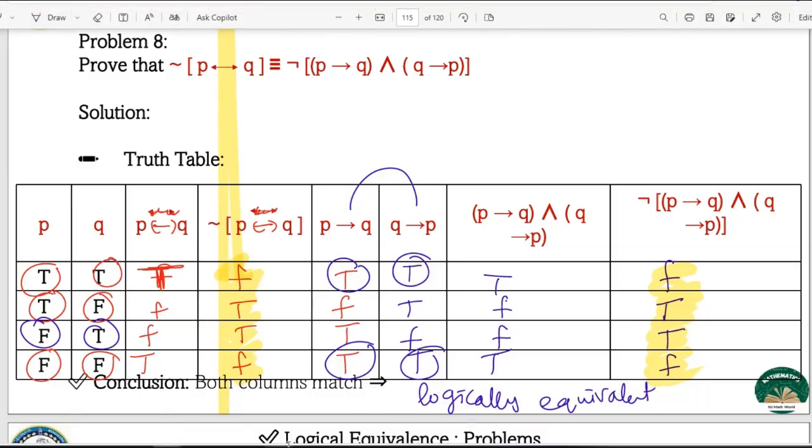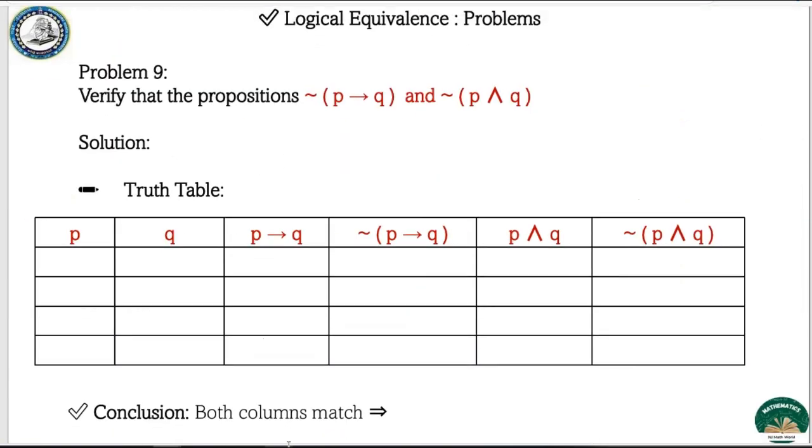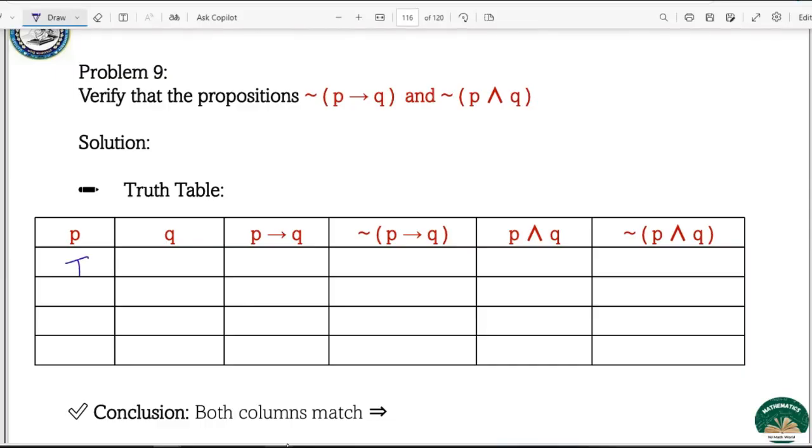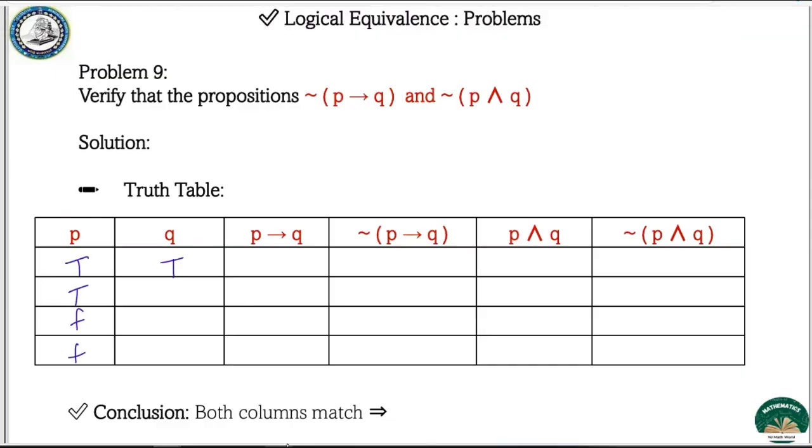Then moving on to the next question, we have to verify that the proposition negation P implies Q and negation P and Q are logically equivalent. Yes, let us check. It is T T F F, T F T F. Implies is nothing but T F is F, otherwise it is T. The negation of this will be F T F F. Then P and Q: if both are T and T, the answer is T, the remaining is false. Then the negation of this will be F T T T.